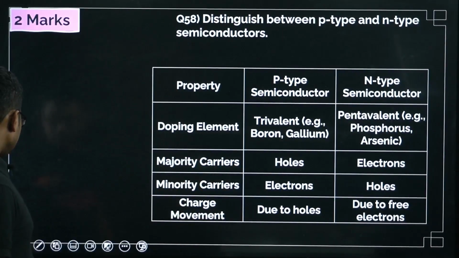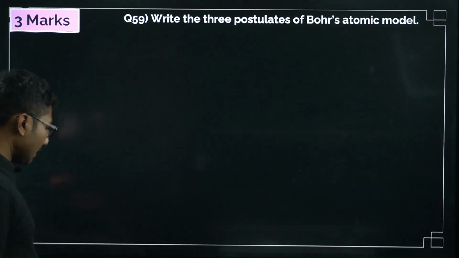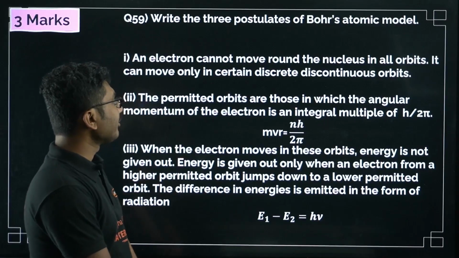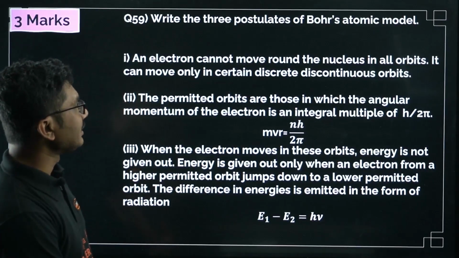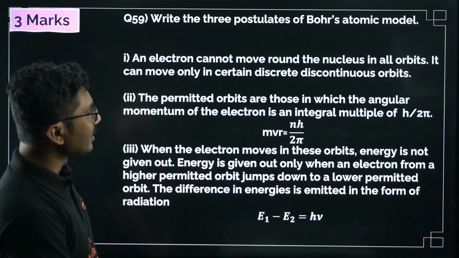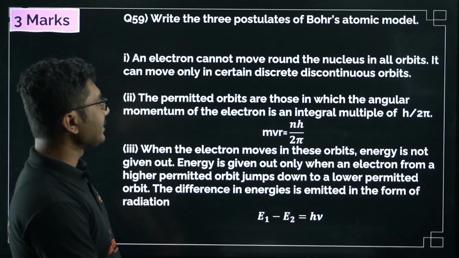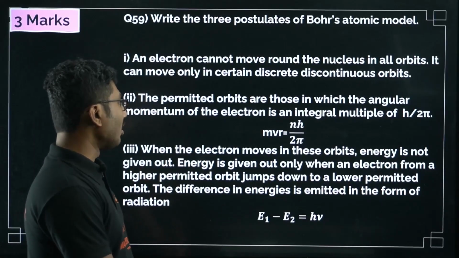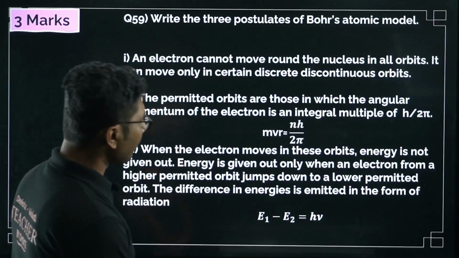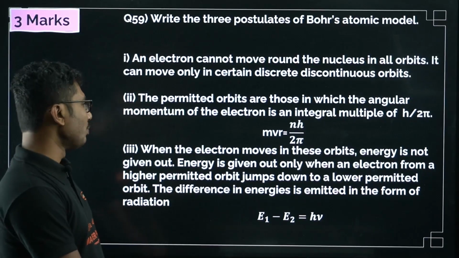Now next question. Write the 3 postulates of Bohr's atomic model. Let's see the 3 postulates. An electron cannot move round the nucleus in all orbits. It can move only in certain discrete, discontinuous orbits. The permitted orbits are those in which the angular momentum of the electron is an integral multiple of h by 2 pi, that is, mvr equals nh by 2 pi.